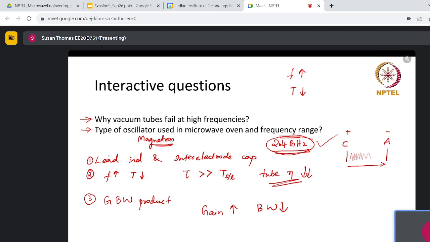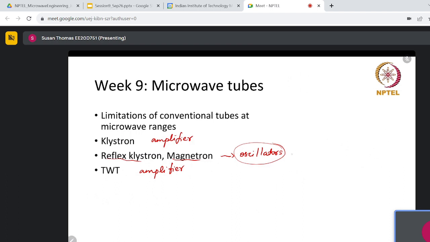I mean, this is an oscillator, right? So this oscillator is generating a high frequency signal, in the range of 2.4 gigahertz. You can look at the specifications of a microwave oven. You will definitely see that it's a magnetron oscillator and it generates 2.4 gigahertz. I suggest you go through any of the specifications, or you can even search on the internet.